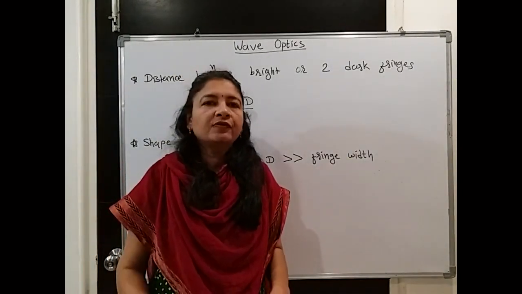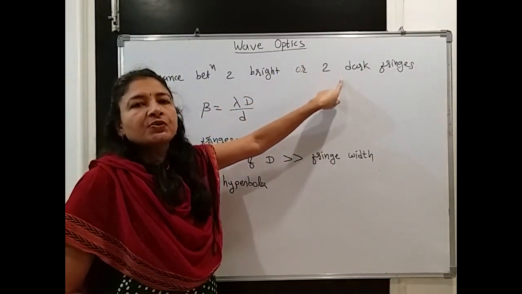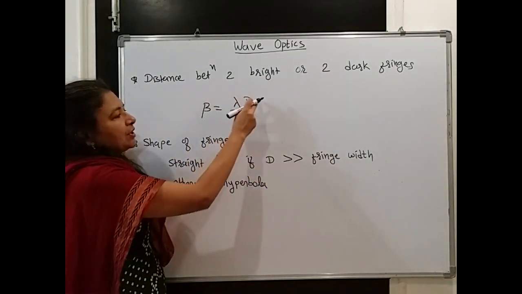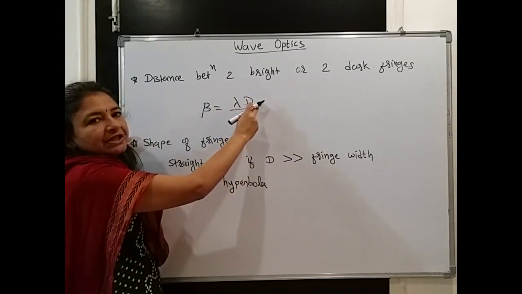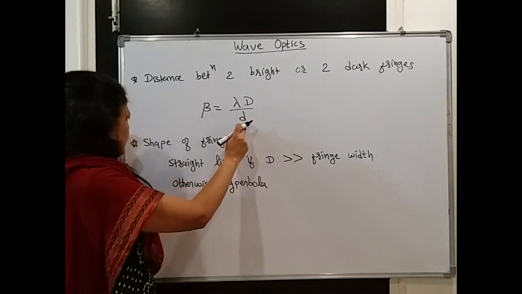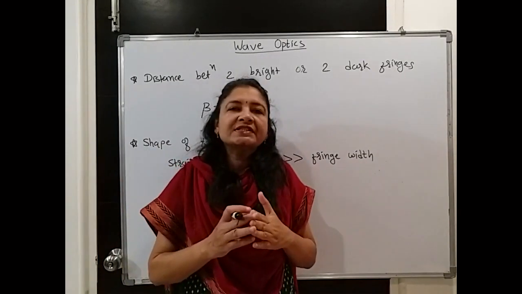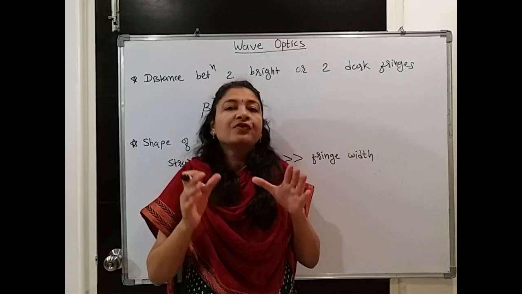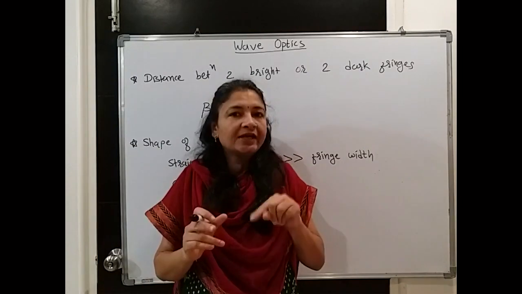Now let us recall the formula of distance between two consecutive bright or two consecutive dark fringes. You might be able to recall this formula. This beta is equal to lambda capital D upon small d. Lambda is wavelength, capital D is the distance between source and screen, and small d is the distance between two slits. Now in case of interference fringes, you know that all bright fringes have the same intensity. Second thing, the width of all the fringes is also the same. Remember, this is for interference fringes.